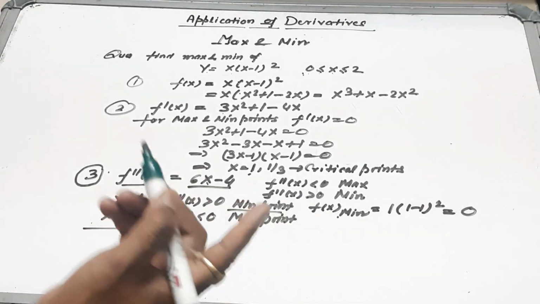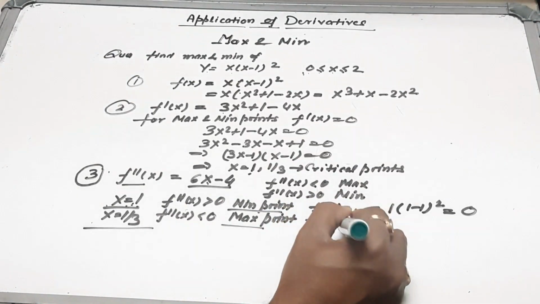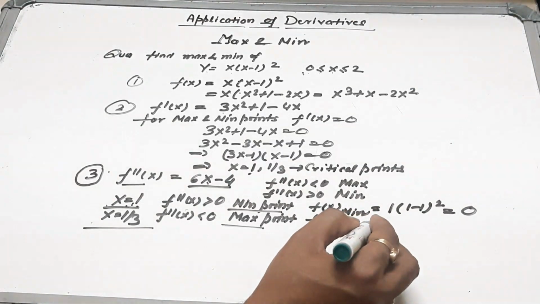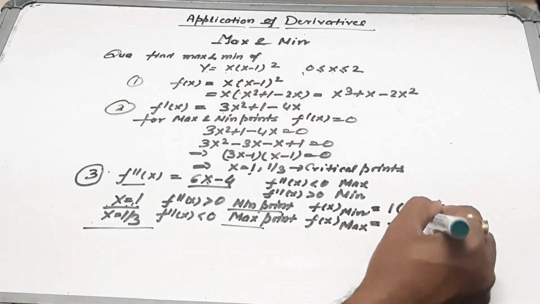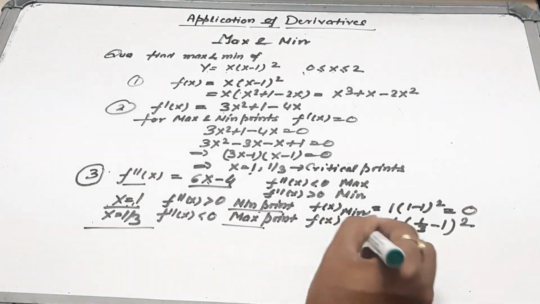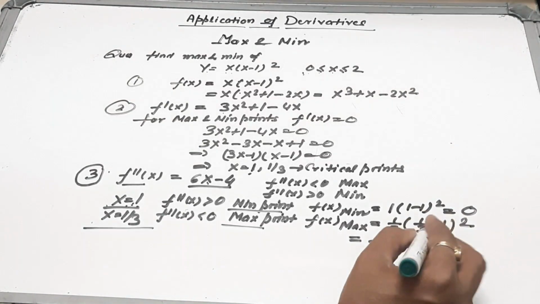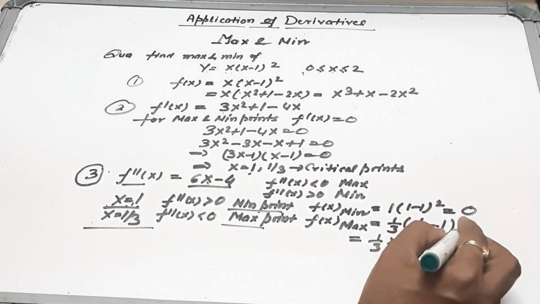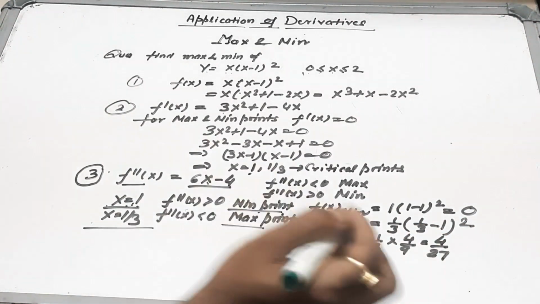Corresponding to x is equal to 1 by 3, you will get the maxima point, meaning f(x) maxima. If we want the maximum value of f(x), what will you put? x is equal to 1 by 3. So you will get 1 by 3 into (1 by 3 minus 1) whole square. The value comes 1 by 3 into (minus 2 by 3) whole square, meaning 4 by 9, and this comes to 4 by 27. So this is the value.